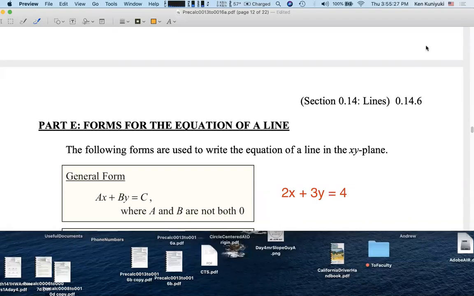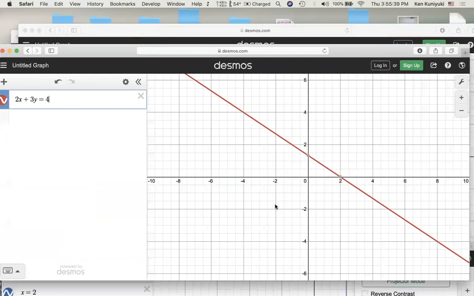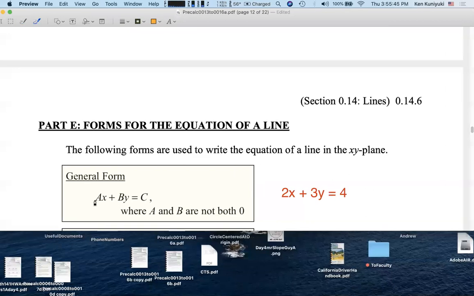Hi everyone. How can you write an equation for a line? There are many different ways. For example, here's general form. For example, 2x plus 3y equals 4. Here's the graph of 2x plus 3y equals 4. It's a tilted line. If just one of these coefficients is 0, you get a horizontal or a vertical line. If both of these are 0, you don't have a line.